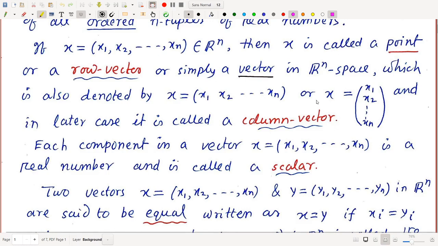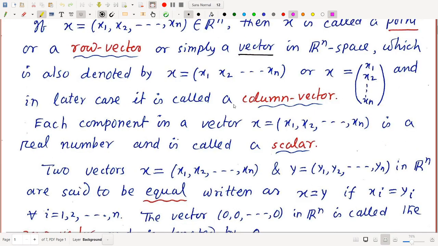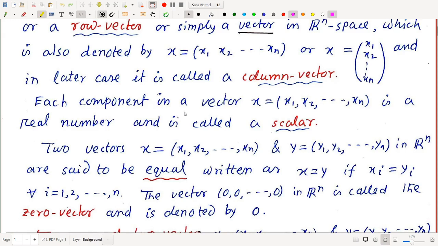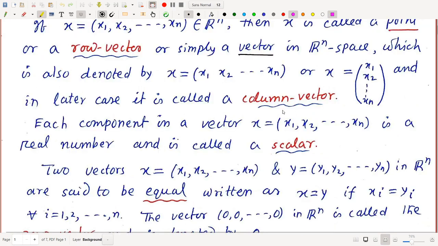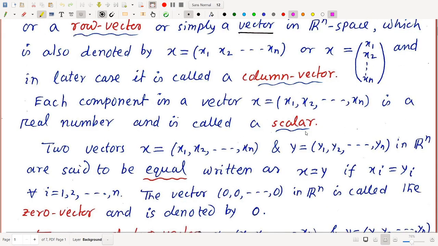Or this x is also denoted as a column, x1, x2, x3, ..., xn within first bracket. This is an ordered n-tuple but written as a column. So in this case, if we write it as a column, it is called a column vector. If we write it as a row, it is called a row vector. Each component in a vector x is a real number, meaning x1, x2, ..., xn all are real numbers and each is called a scalar. Every real number is a scalar.